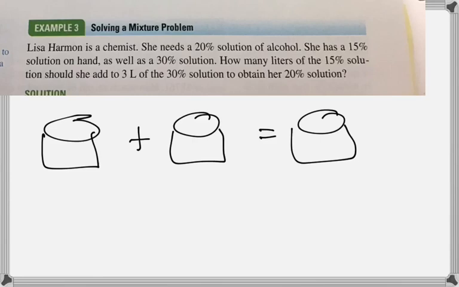So I already drew my 3 containers. Now I'm going to start reading it for detail. She needs a 20% solution. So since she needs a 20% solution, that goes in what we're equaling. Now I am making a note to myself that is 20% alcohol. She has a 15% and a 30%. So those are the 2 that she's mixing together. Then we start reading it.